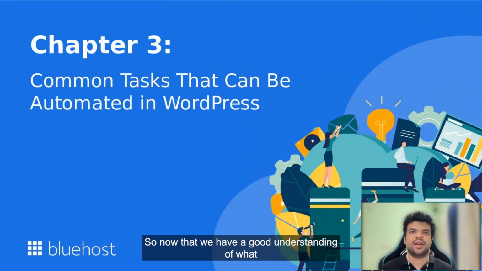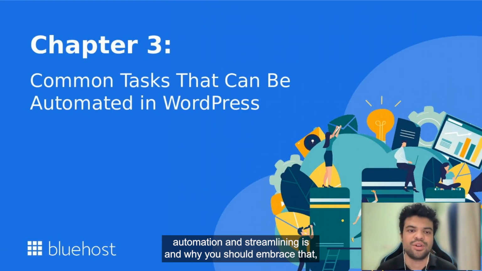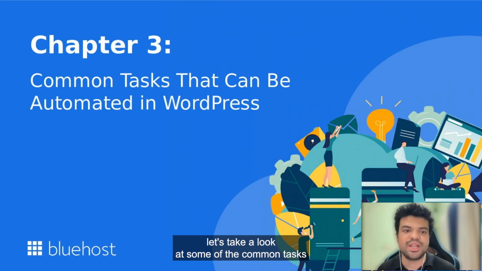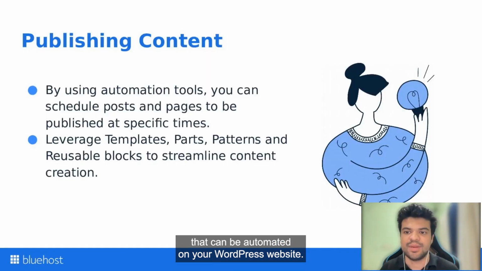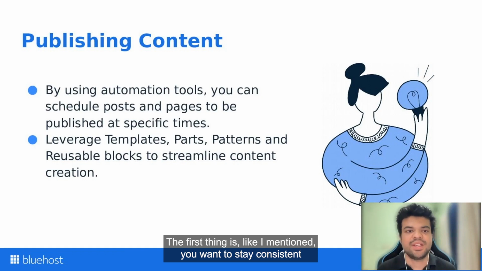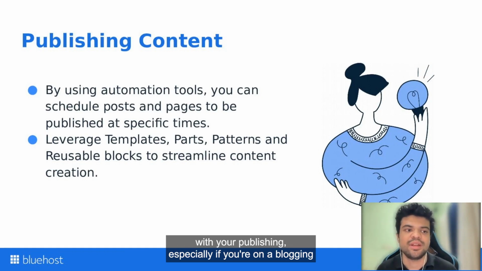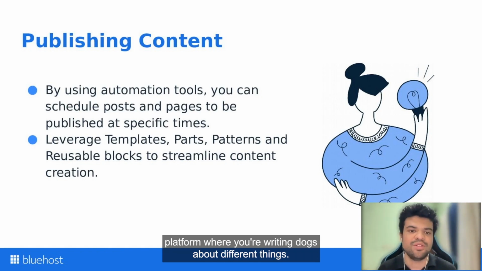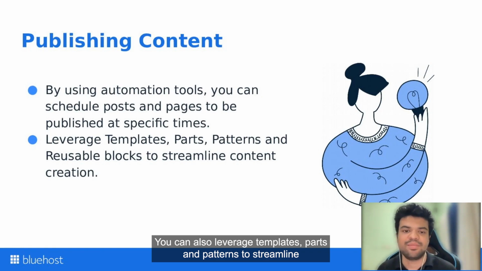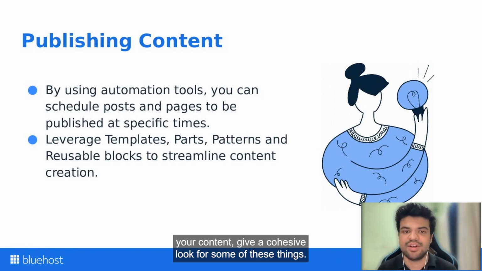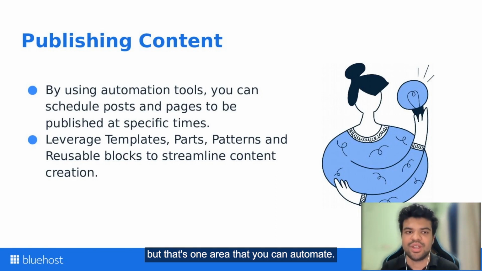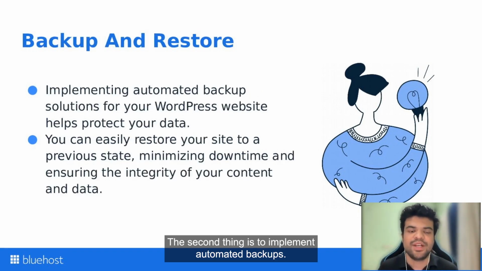So now that we have a good understanding of what automation and streamlining is and why you should embrace that, let's take a look at some of the common tasks that can be automated on your WordPress website. The first thing is, like I mentioned, you want to stay consistent with your publishing, especially if you're on a blogging platform or you're writing some blogs about different things. You can also leverage templates, paths, and patterns to streamline your content, give a cohesive look for some of these things. We'll take a look at how exactly you can do that in some time, but that's one area that you can automate. The second thing is to implement automated backups.